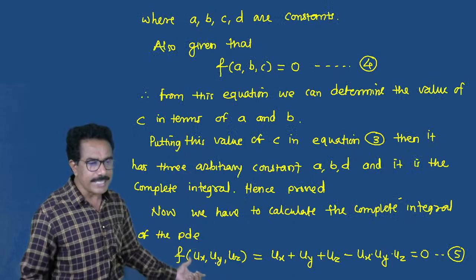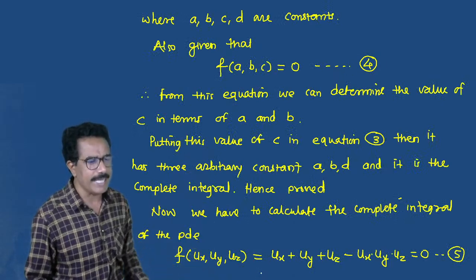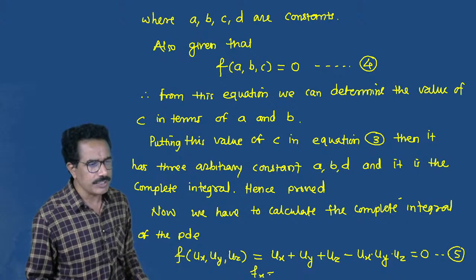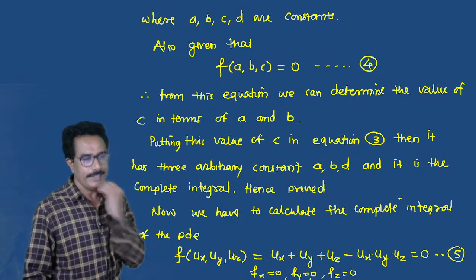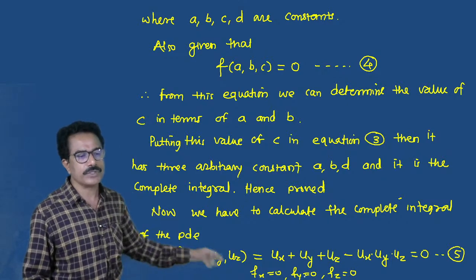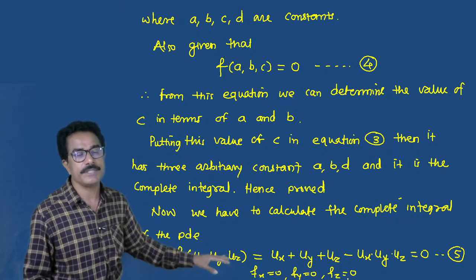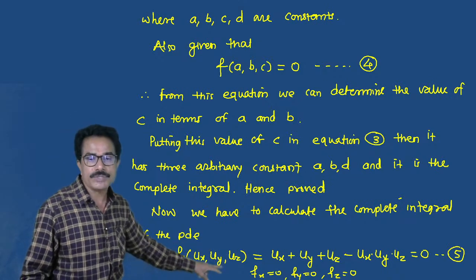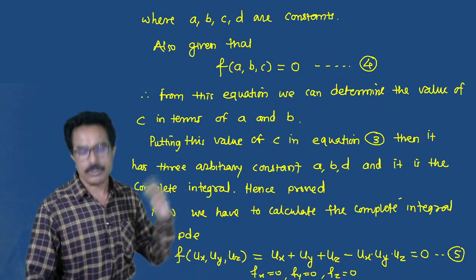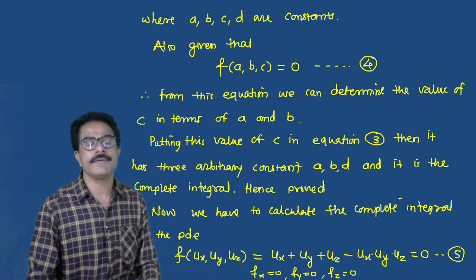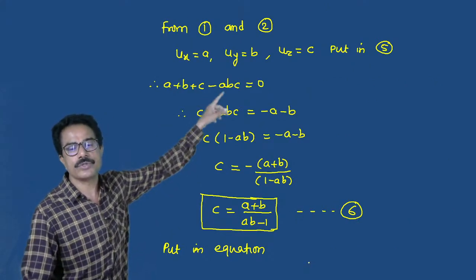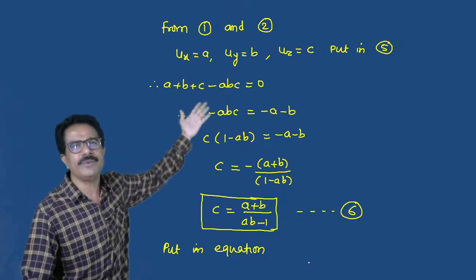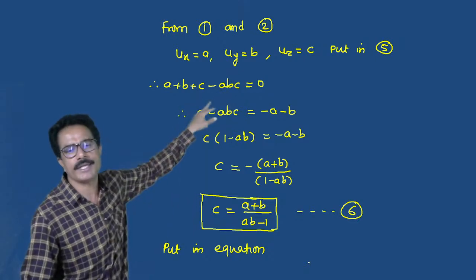then in this case definitely we can say that fx is equal to 0, fy is equal to 0, fz is equal to 0. If we put these values in the Jacobi's auxiliary equations, then we will get ux is equal to a, uy is equal to b, uz is equal to c. Already we have solved this in the problem, so we have taken it directly.